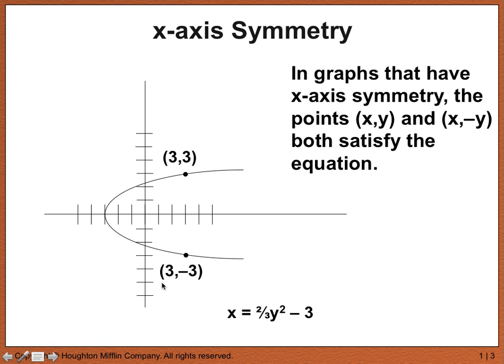The x-coordinates are the same, and that is algebraically what x-axis symmetry means. Visually, the x-axis is acting as a mirror. Algebraically, (x, y) and (x, -y) are both on the same graph. And this specific graph is for the curve x = (2/3)y² - 3, which you can think of as a sideways parabola, a parabola that faces right.